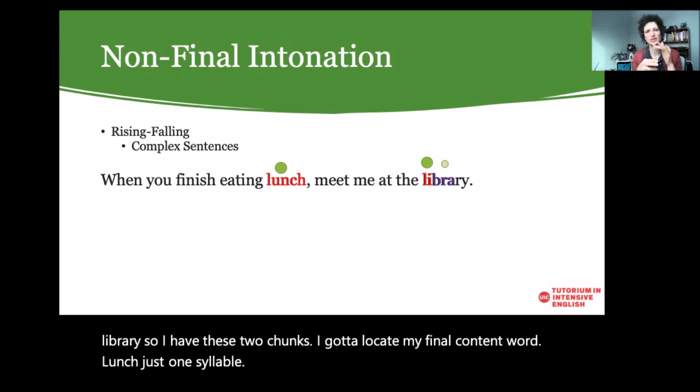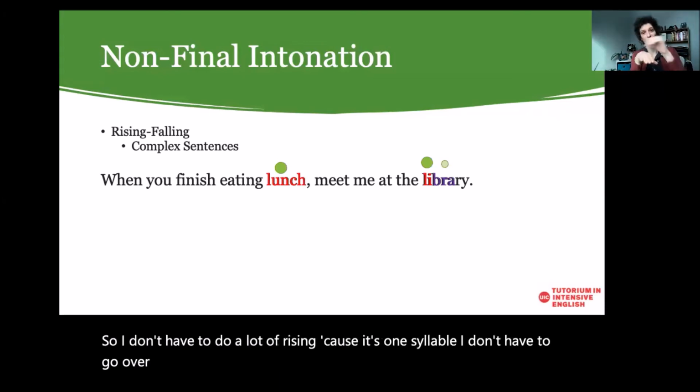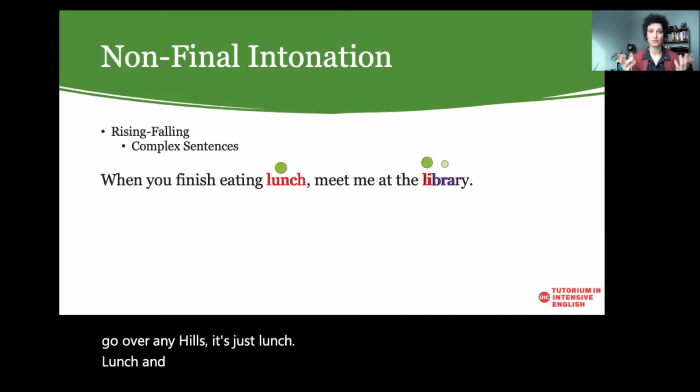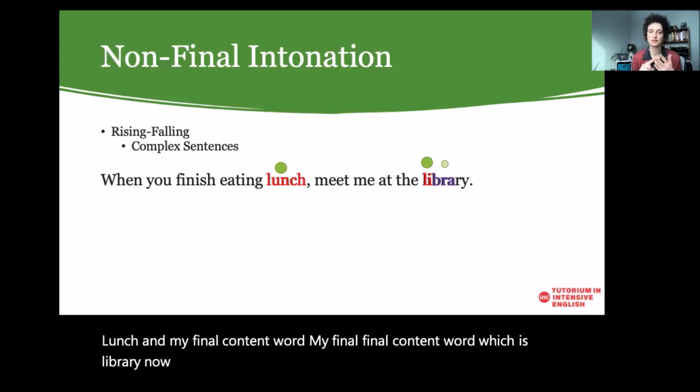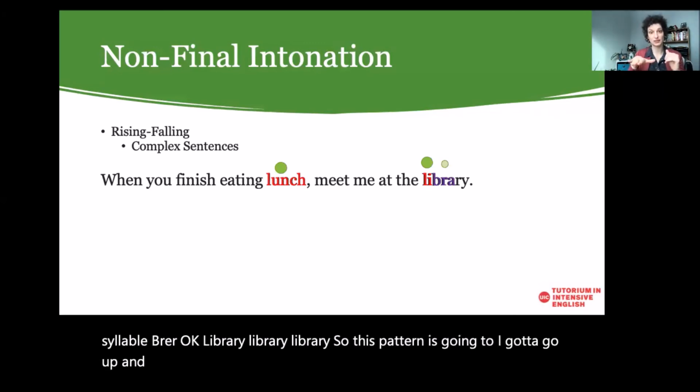So I don't have to do a lot of rising because it's one syllable. I don't have to go over any hills. It's just lunch. And my final content word, which is library. Now, library has a stressed syllable, li, and a secondary stressed syllable, brer, okay? Library. So I've got to go up and down when I get to lunch.